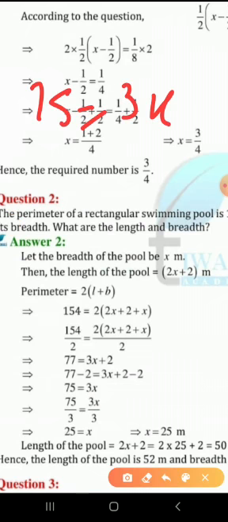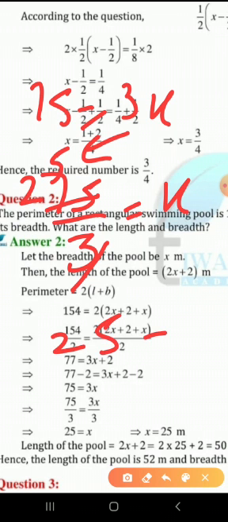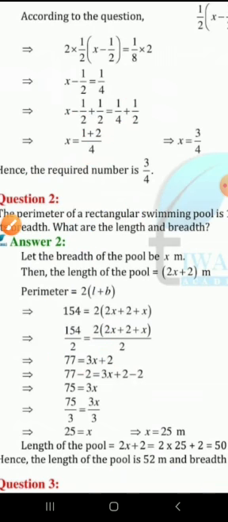Here 3 is being multiplied. If you change the side of 3, it will come in division form. So 75 upon 3 equals x. On solving, 3 1s are 3, 3 2s are 6, 3 5s are 15. So 25 equals x. And what did we assume x as? X was our breadth. The breadth we found is 25 meter.